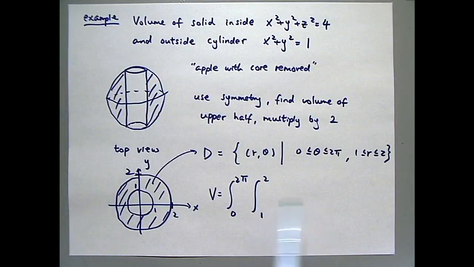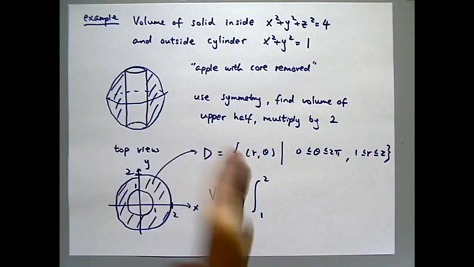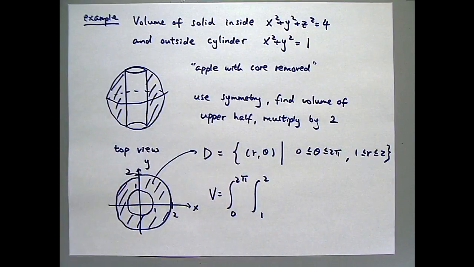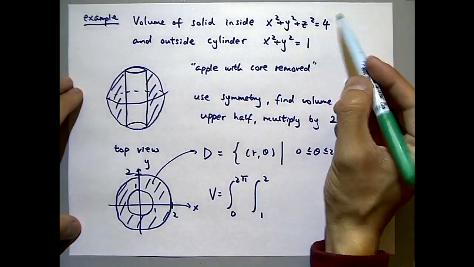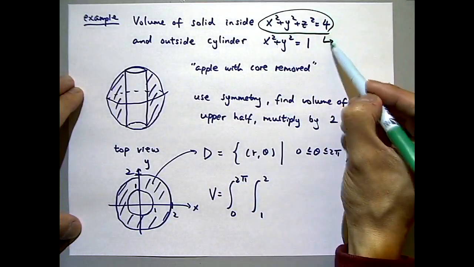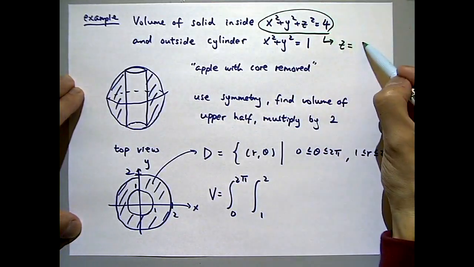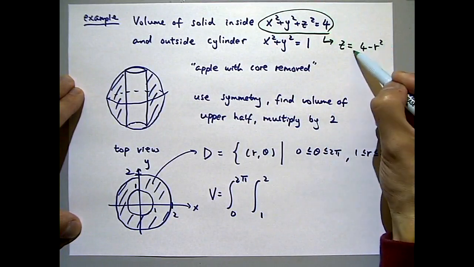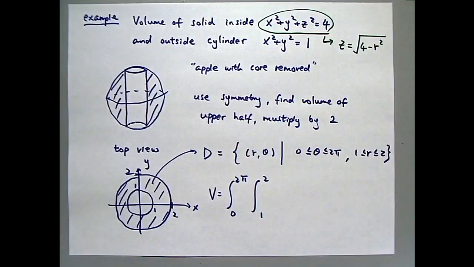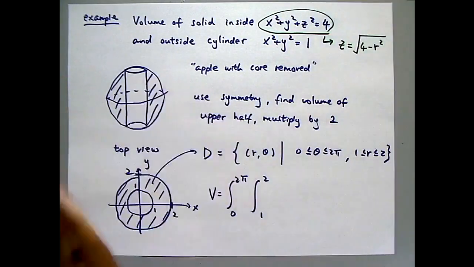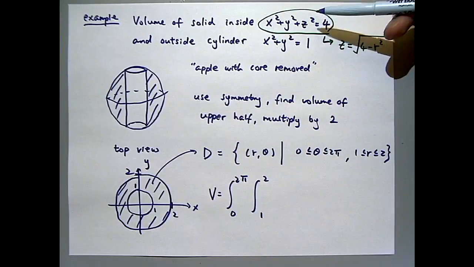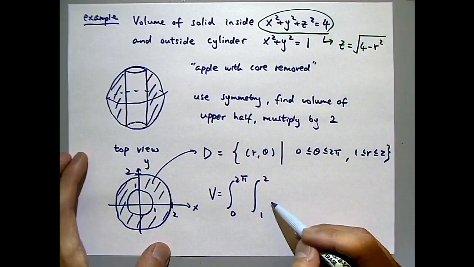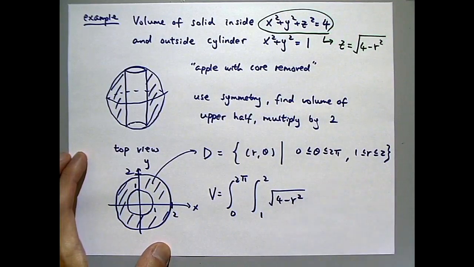And what are we integrating? The height of this thing, right? Where do you get the height from? Sphere. The sphere says that z is the square root of 4 minus x squared plus y squared. So that's the square root of 4 minus r squared. And the height above the plane, that's your z. You take the positive root because we're taking the upper half. So this is the square root of 4 minus r squared, and then dA, r dr d theta.